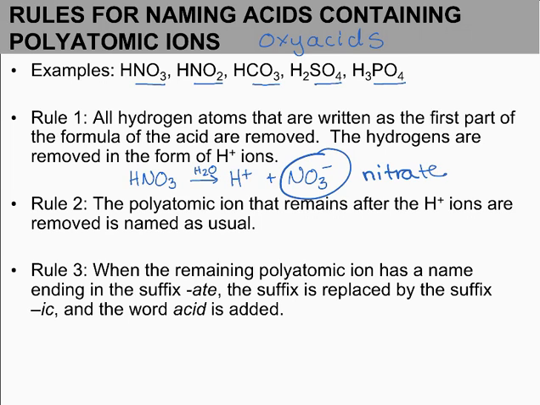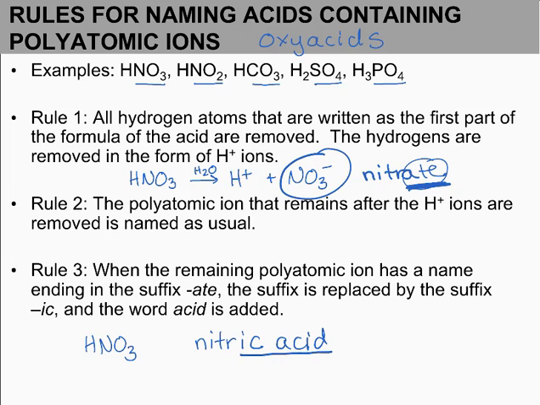All right, so if we're going to name that acid, we can see that the ending of that name is ATE. So rule 3: when the remaining polyatomic ion has a name ending in the suffix ATE, the suffix is replaced by the suffix ic, and the word acid is added. So HNO3 would be named nitric acid. So we dropped the ATE from before and replaced it with ic acid.